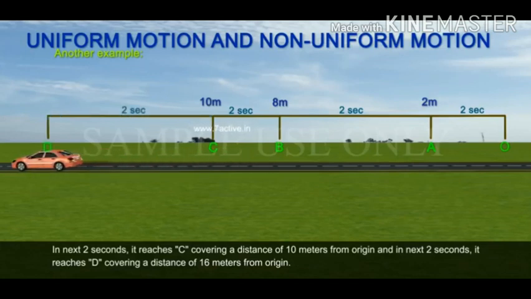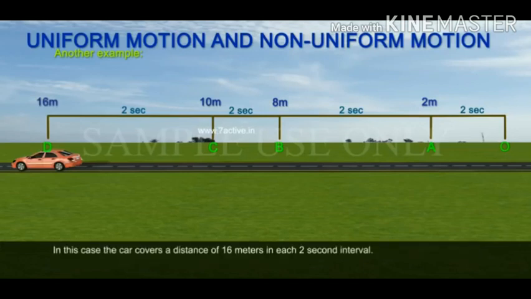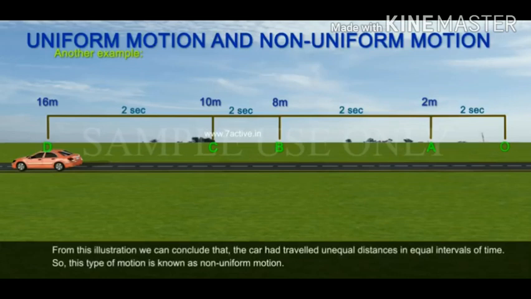And then the car goes to the final position, that is D, and covers a total distance of 16 meters in 8 seconds. But notice that here the car is covering unequal distance in equal intervals of time. For example, in the first 2 seconds the car has covered only 2 meters distance, and in the next 2 seconds, that is from position A to B, the car has covered an unequal distance, that is 6 meters.